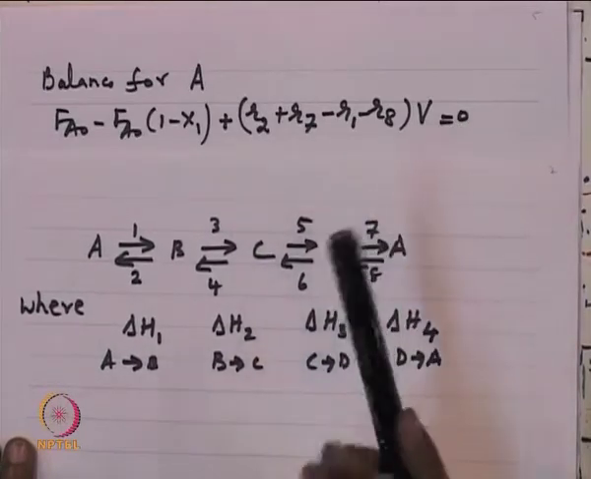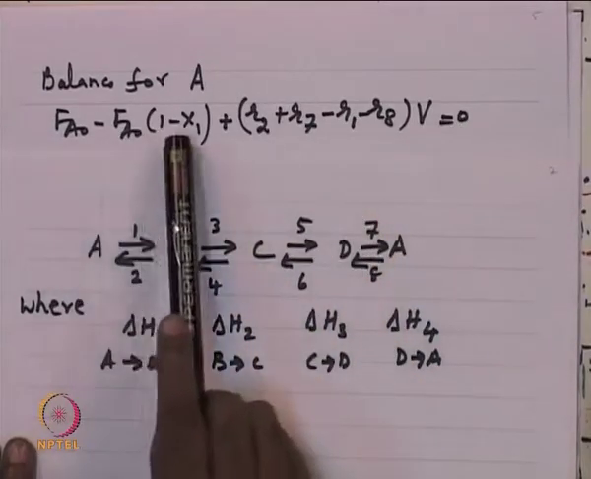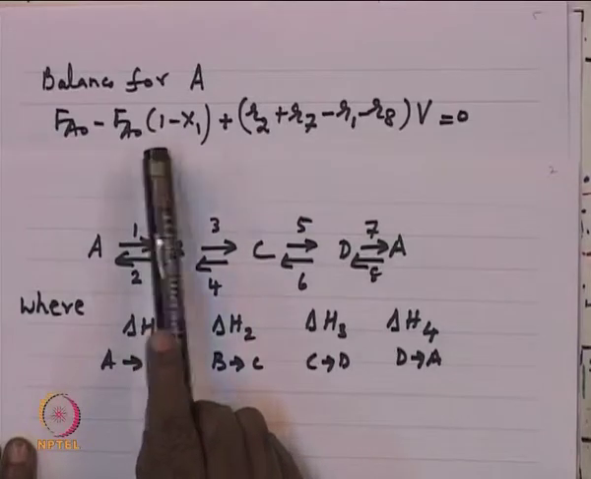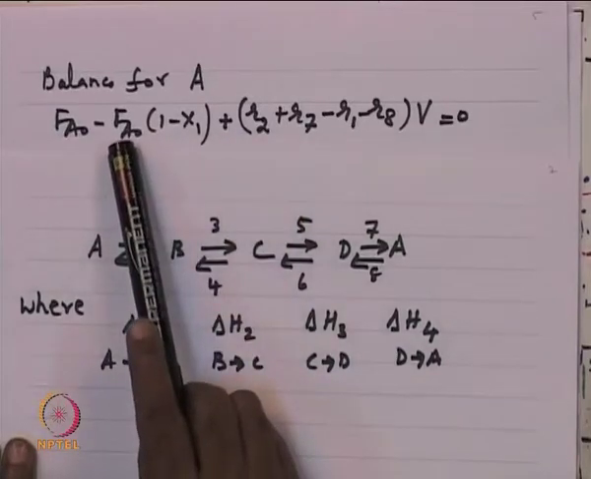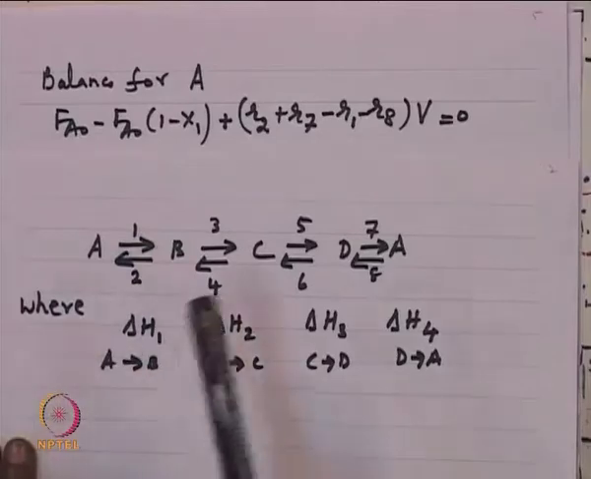So, it is in a stirred tank, that is our problem. Input minus output, based on our stoichiometry, we have said that FA is FA0 (1 minus X), that is what is said here.